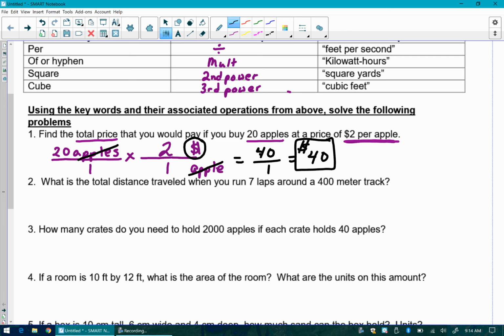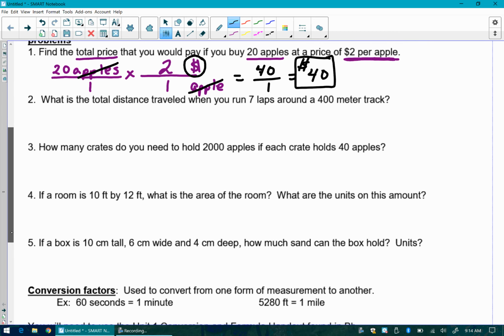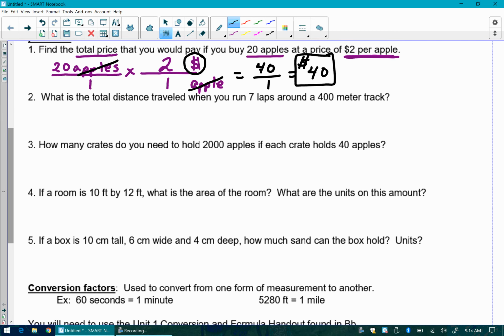Let's scoot on down to, and so this might be a good place to pause the video. You try example 2, okay? What I think I'm going to do now is work through example 3 and 4, okay? So looking at example 3, it says, how many crates do you need to hold 2,000 apples if each crate holds 40 apples? So again, I'm going to start with what I have, 2,000 apples. Just going to abbreviate there for the apples. It's not a fraction, so I'm going to make it a fraction by putting it over 1.